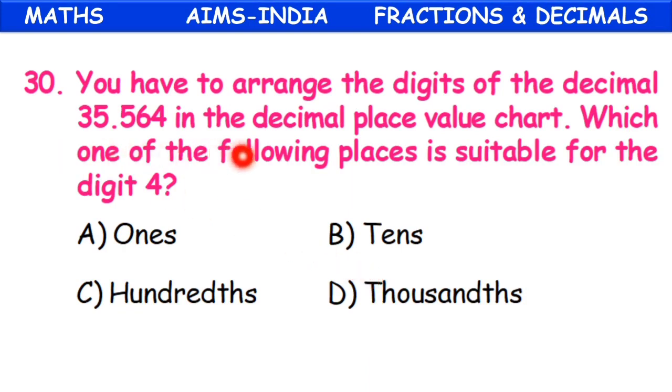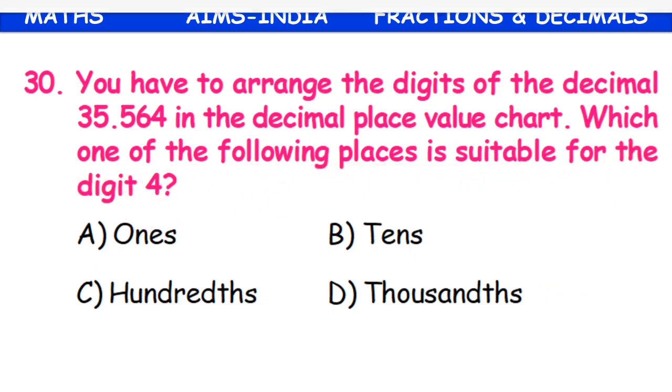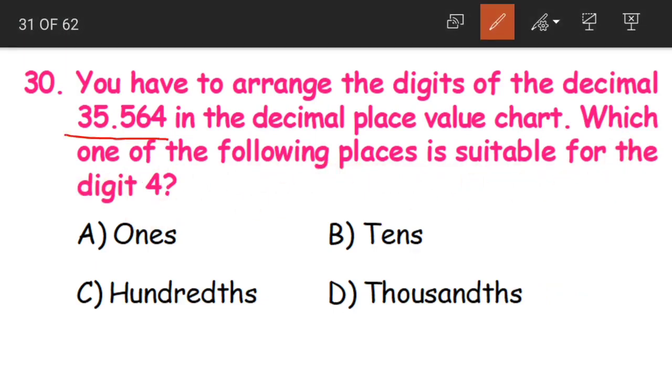Next question 30. You have to arrange the digits of a decimal 35.564 in the decimal place value chart. Which one of the following places is suitable for the digit 4? Now they are asking us the place value of the digit 4 here. What are the place values, children? 35.564. Let us write the place values.